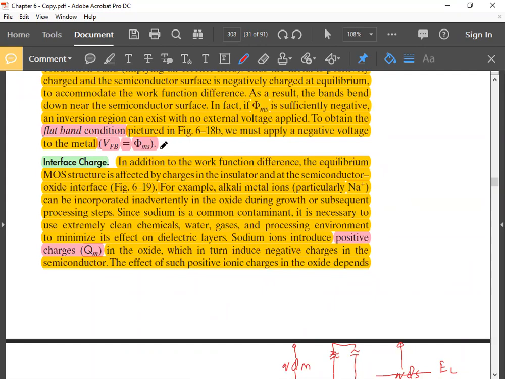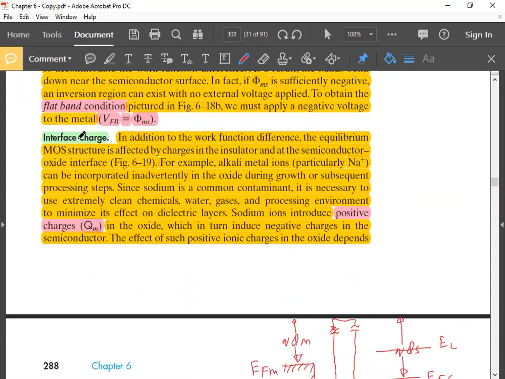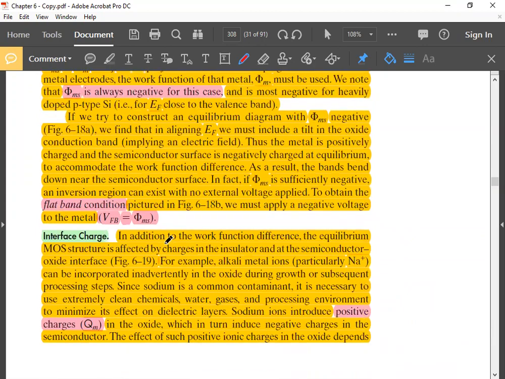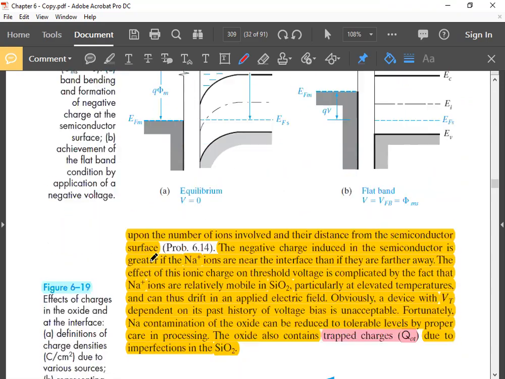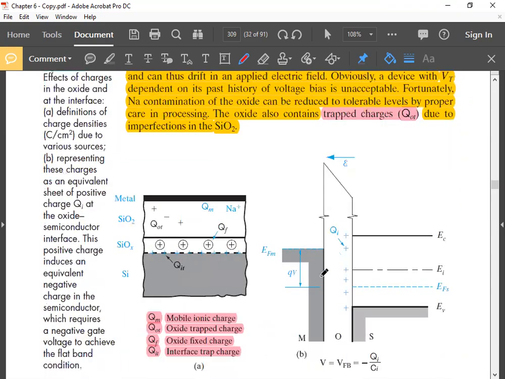Now, another effect. This is one non-ideality. Another non-ideality is interface charge. You remember we have a metal oxide semiconductor, three layers composed together. Here we have the oxide layer. The oxide layer is actually made on top of a silicon layer.